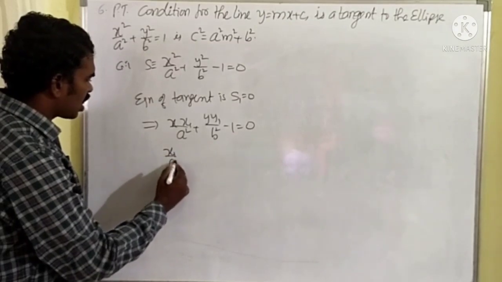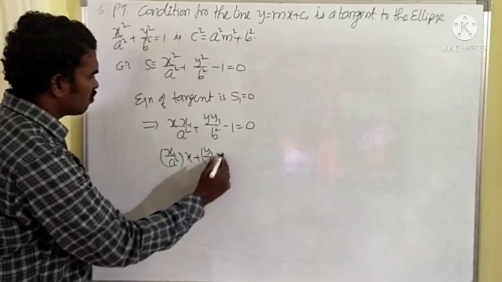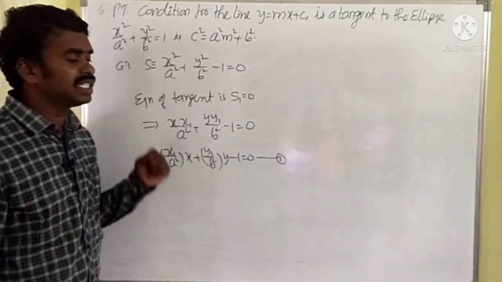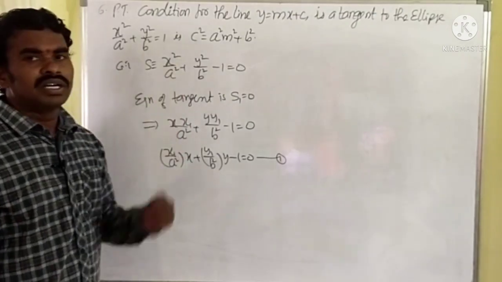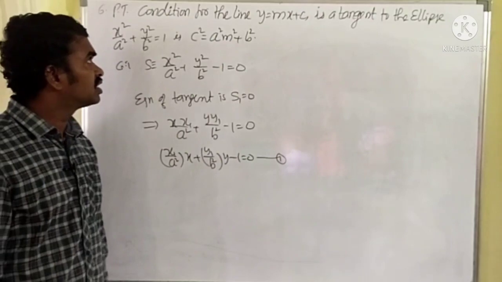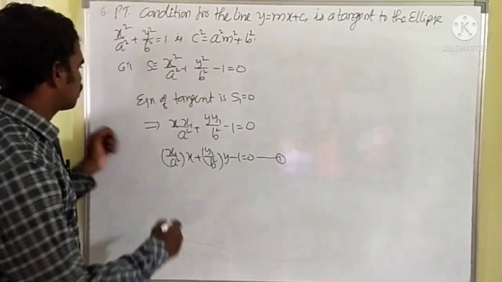x1/a² x + y1/b² y − 1 = 0, equation 1. So this is the tangent equation according to the tangent formula, S1 = 0. But another equation is given as tangent. What is that? y = mx + c.